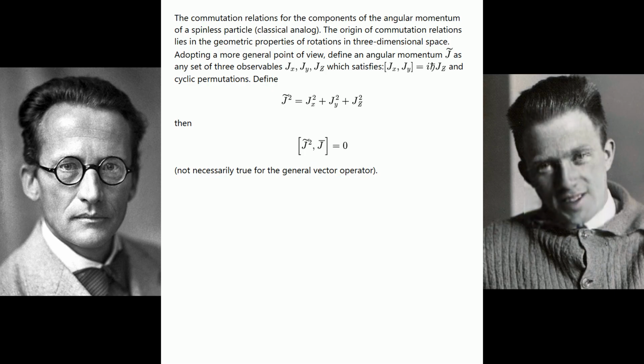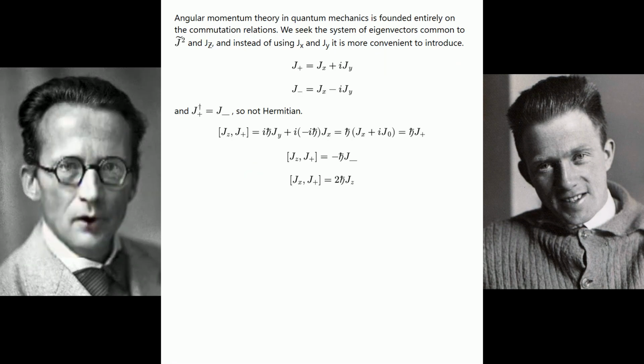Adopting a more general point of view, define an angular momentum J as any set of three observables J_x, J_y, J_z which satisfies [J_x, J_y] = iħ J_z and cyclic permutations. Define, see the equation shown. Then see the equation shown. Not necessarily true for the general vector operator. Angular momentum theory in quantum mechanics is founded entirely on the commutation relations.